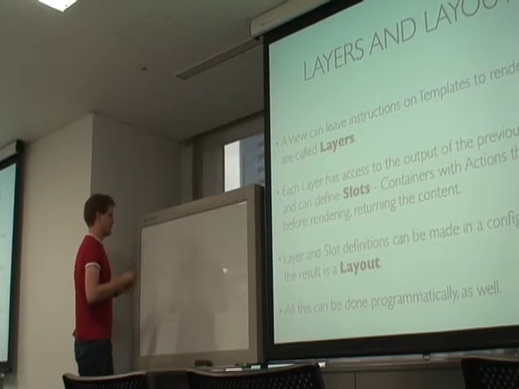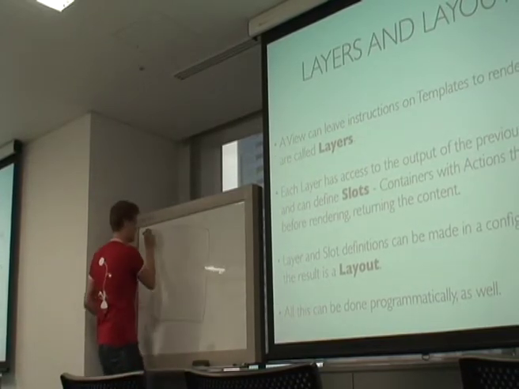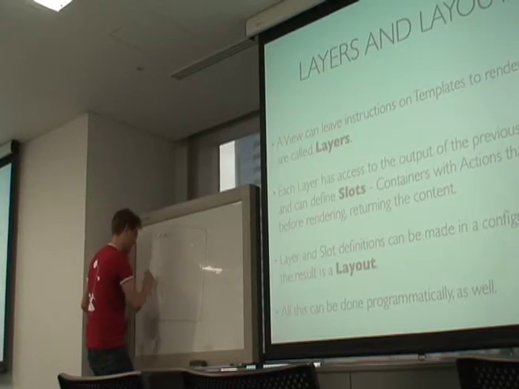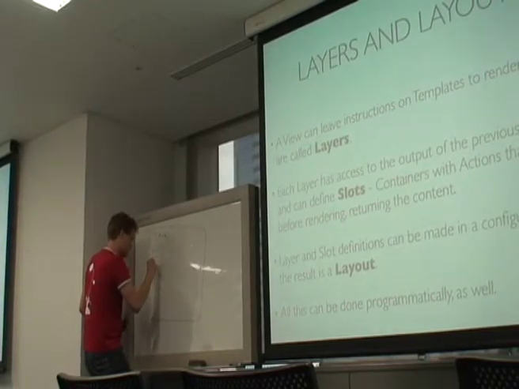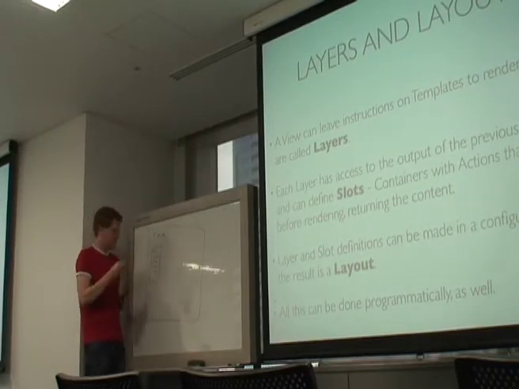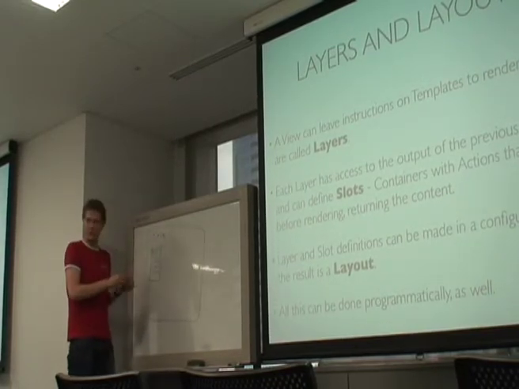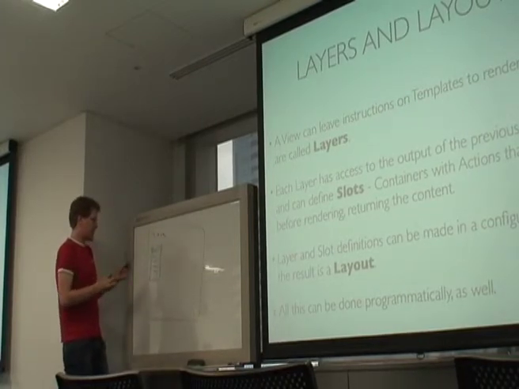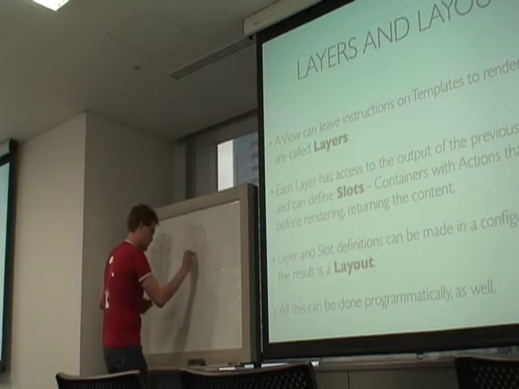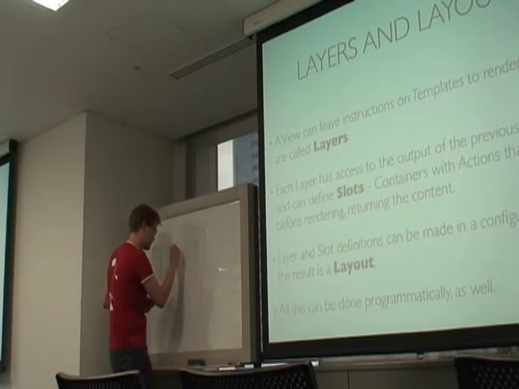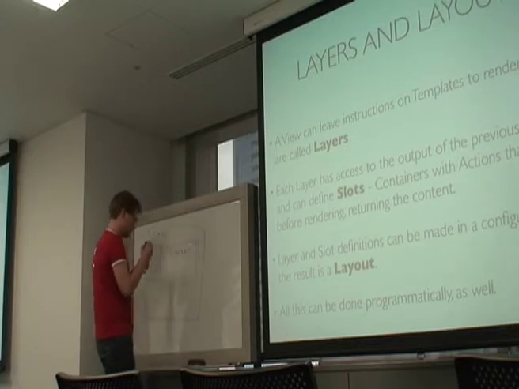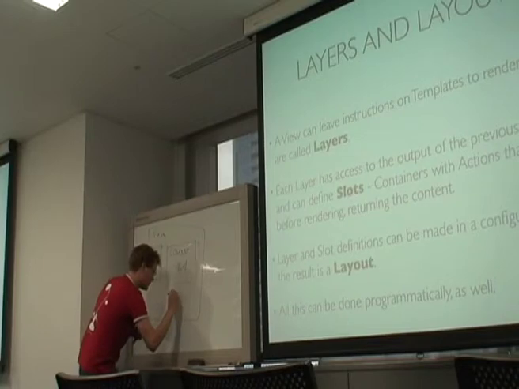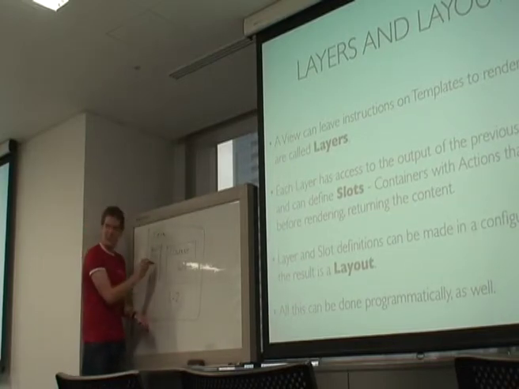So you have page title, navigation. That is a separate action. The navigation part becomes a different action, reusable code. And then you have content. So this is layer 1, and this is layer 2. And layer 2 here has one slot.